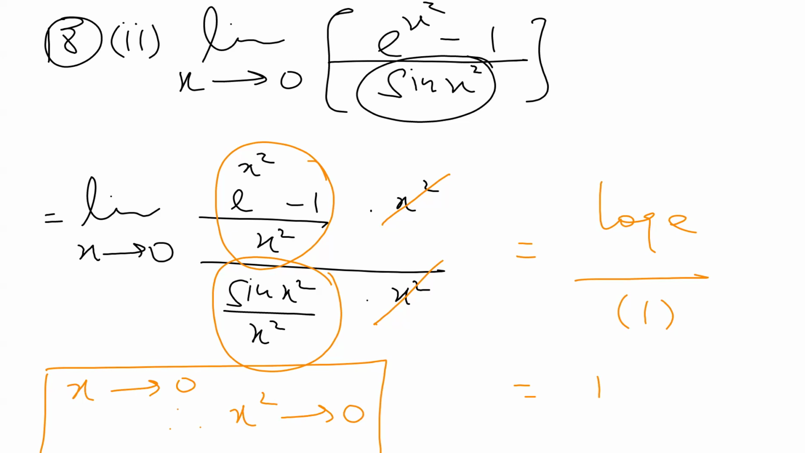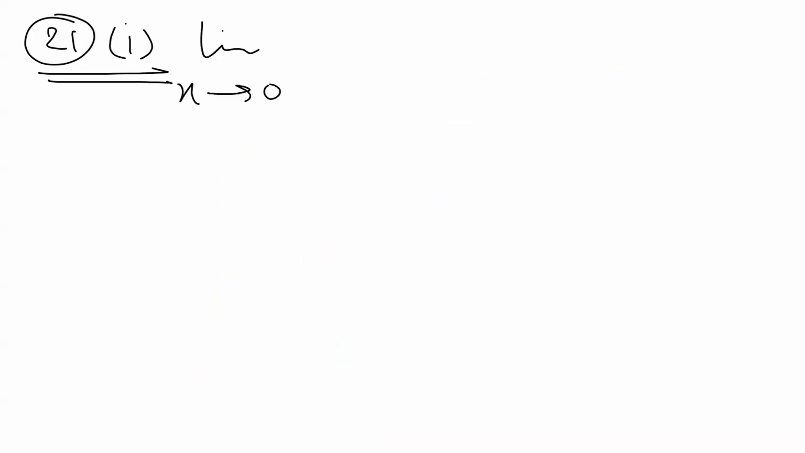Question number 20, sub question 1 is for self-study, because it is a rationalization problem. We have already done such kind of problem. 21, sub question 1. Limit x approaching towards 0.